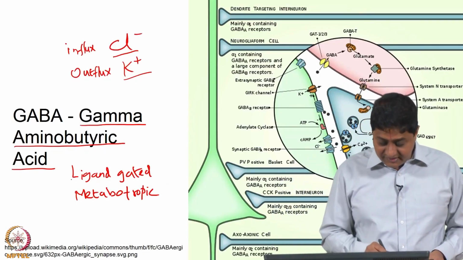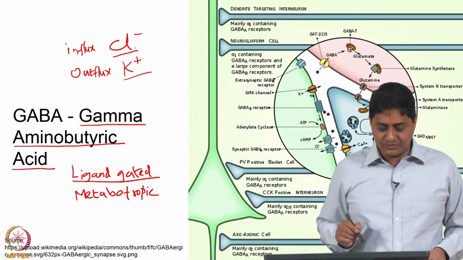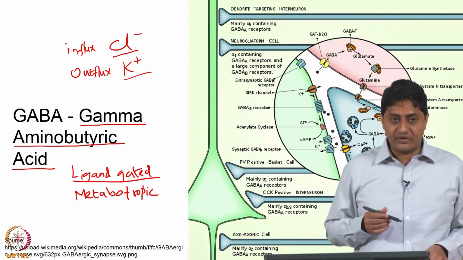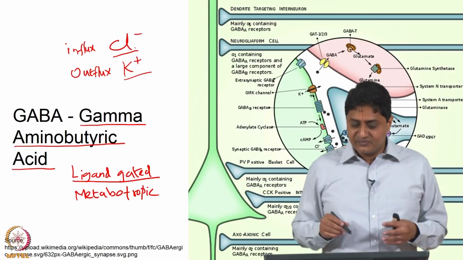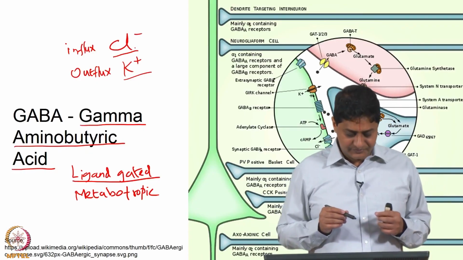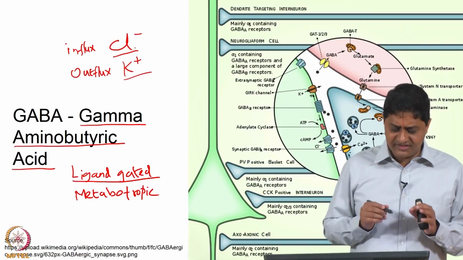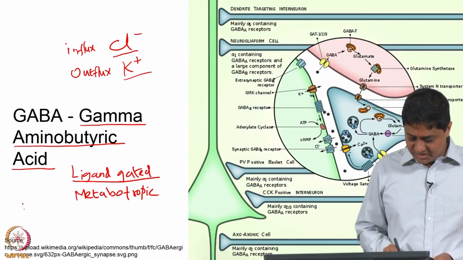Note that this ligand-gated ion channel is not a sodium channel, but rather can be one of these two: either a chloride channel that opens inside, or a potassium channel that opens on the outside, thus reducing the chance that this cell is going to go to threshold. And note, in almost all of these cases, this neurotransmitter GABA is inhibitory.